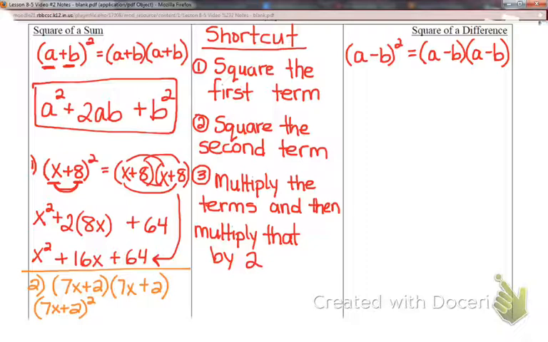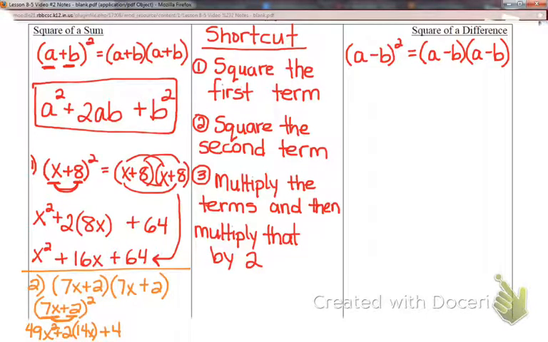The first step is to square the first term. So 7x squared, don't forget to square the 7, so that's 49x squared. You also want to square the second term. 2 squared is 4. And then to get the middle term, you multiply your terms, and then you take it times 2. So 7x times 2 is 14x. And then I'm going to take that times 2 to get the middle term.